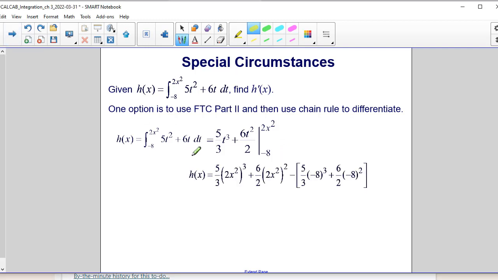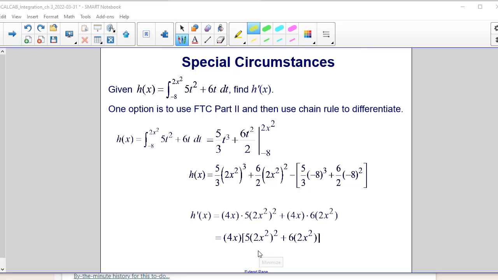The next thing we do is we actually go ahead and work through by replacing t here with 2x squared. And then we evaluate it a second time by replacing t with negative 8. What this gives us is h prime of x is equal to 4x times 5 times 2x squared squared plus 4x times 6 times 2x squared. Notice we have a 4x each time, so we factor the 4x out to get this expression down here.